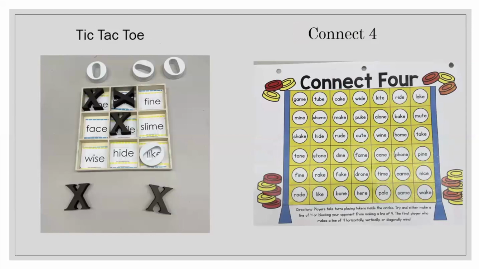some irregular words. Students read and spell the word as they place their chip on it. The first student to get 4 in a row wins. With all of these games, you can add an extra level where students read the word, close their eyes, and then try to spell it correctly.